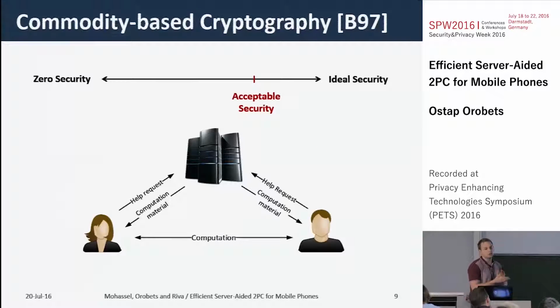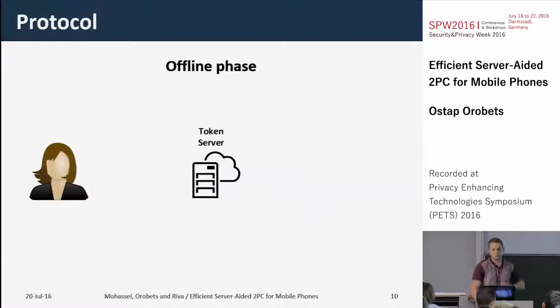So basically, commodity-based cryptography says there are two parties who want to perform some computation. They're looking for some help, and not with outsourcing the computation itself. They're looking for some computation material that they will use later on, which they cannot produce efficiently themselves. They will get it, and they will use it to perform the computation efficiently. So having this in mind, and those two offline and online phases, let's dive into our protocol.